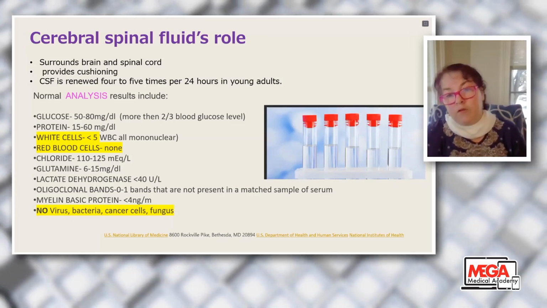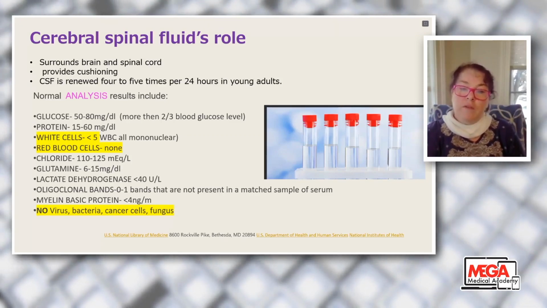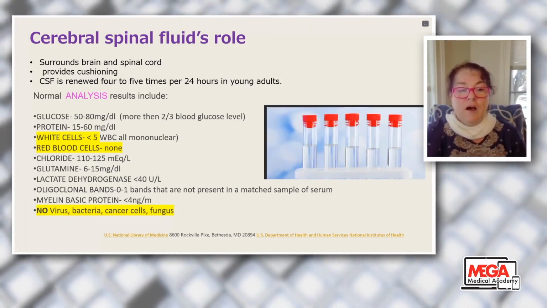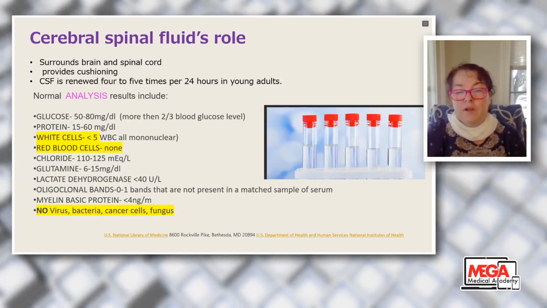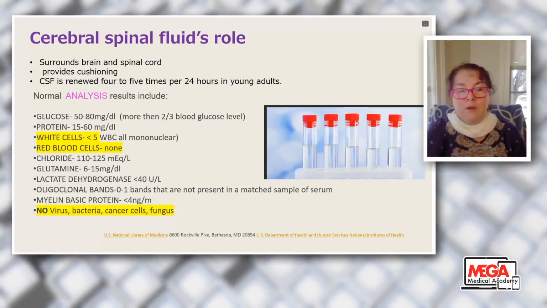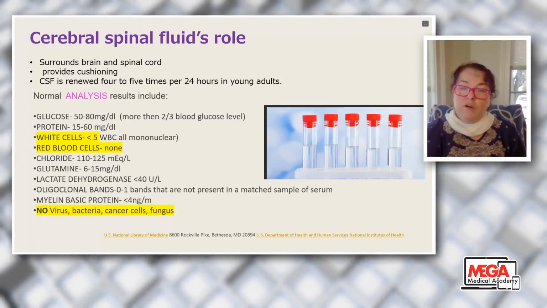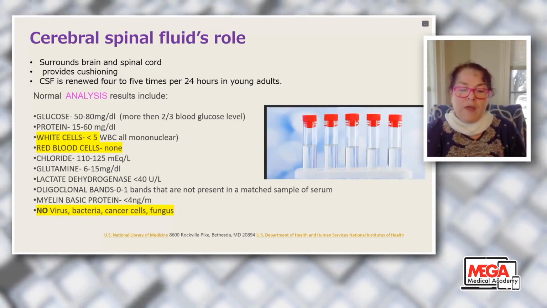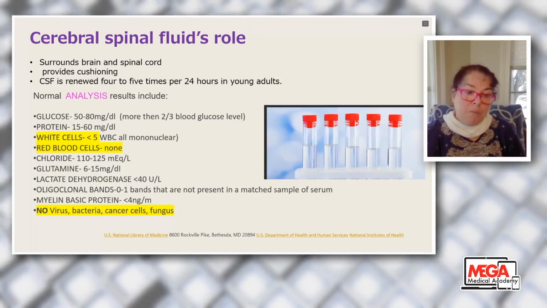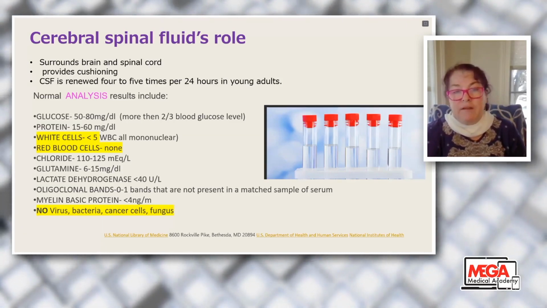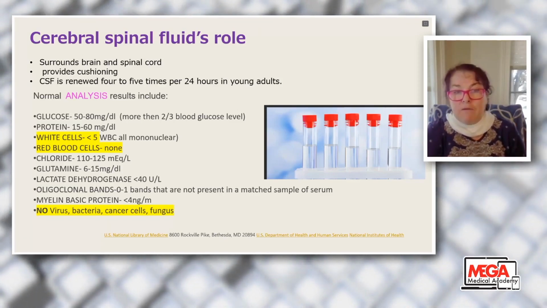What is the role of cerebral spinal fluid? It's the cushion for the brain. It surrounds the brain and the spinal cord and cushions them. In 24 hours it will be renewed 4 to 5 times in a normal person. Normal cerebral spinal fluid has these components that I listed. It's not important to memorize them all, but know that you should not have bacteria, viruses, fungi, cancer, or blood cells, and even white blood cells should be extremely rare in your cerebral spinal fluid, maybe less than 5.